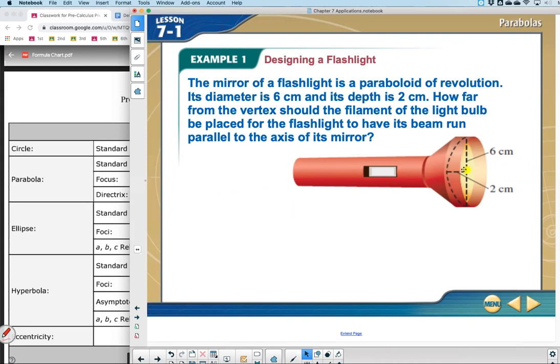If you remember me saying in this lesson, the light from the bulb needs to be reflected. What makes it come out like a beam is not that you have a special light bulb, it's that it reflects off this paraboloid of revolution.